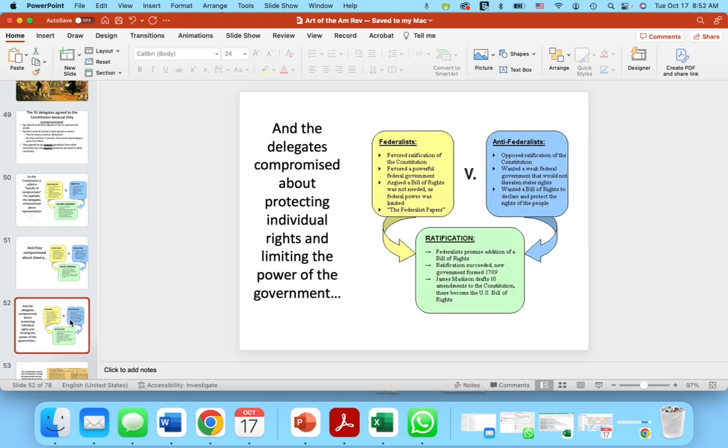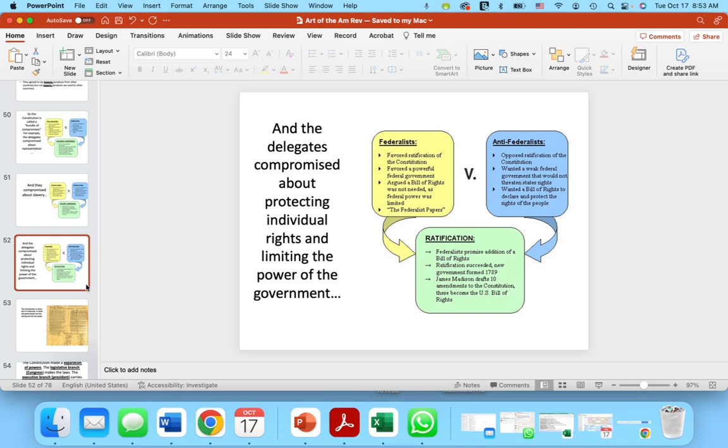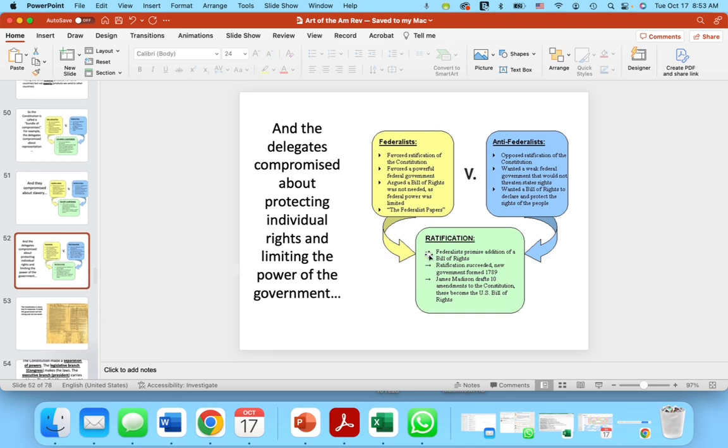The delegates also compromised about power. The Federalists want a strong central government, and the Anti-Federalists do not. The Anti-Federalists worry that they're going to be pushed around and bullied the way the British pushed them around. So they basically compromise, and James Madison says, okay, I'll write a Bill of Rights, and that will limit government power. And the Bill of Rights is the first 10 amendments, the first 10 changes.